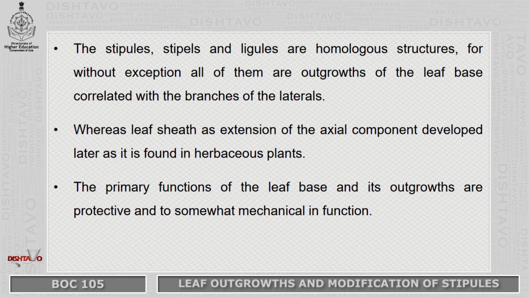The stipules, the stipels and the ligules are homologous structures, for without exception all of them are outgrowths of the leaf base correlated with the branches of the laterals, whereas the leaf sheath, as an extension of the axial component, is developed later as it is found in herbaceous plants. The primary functions of the leaf base and its outgrowths are protective and somewhat mechanical in function.